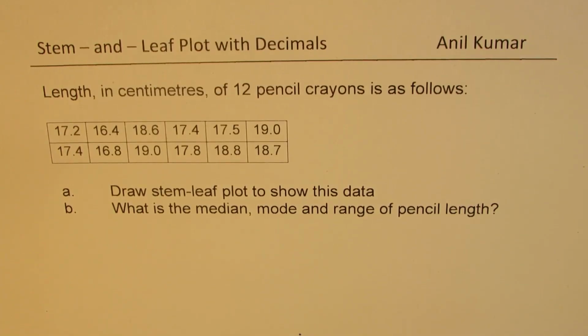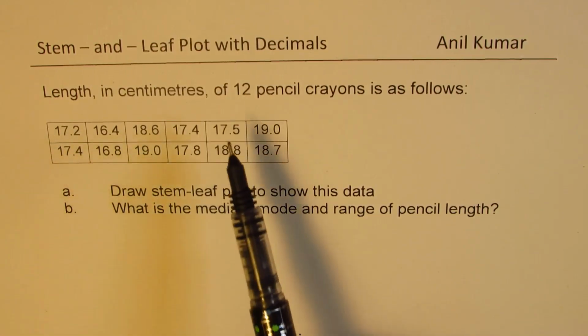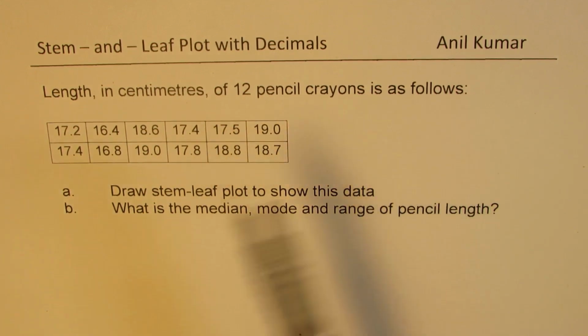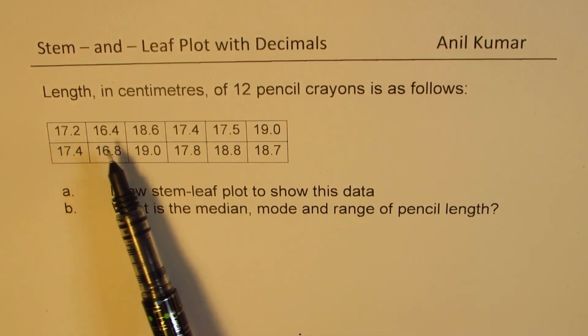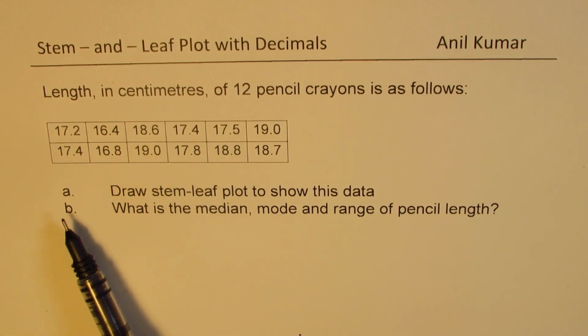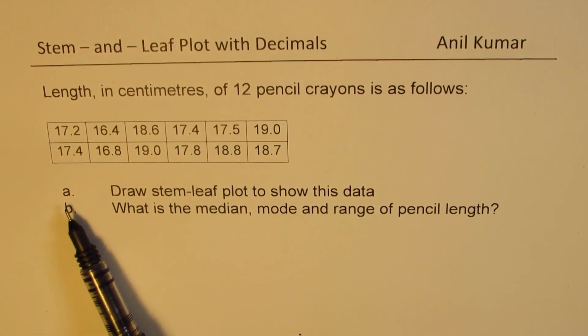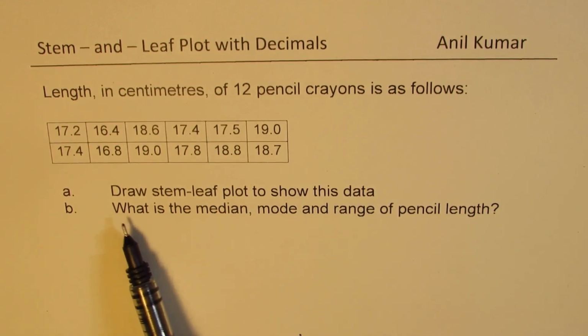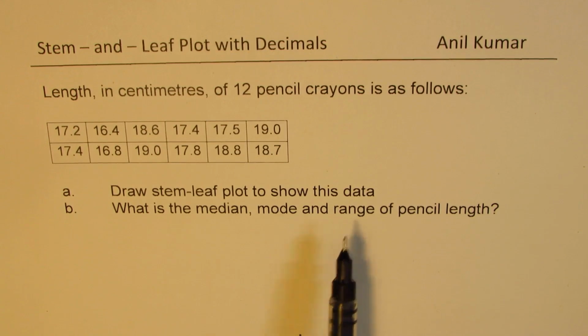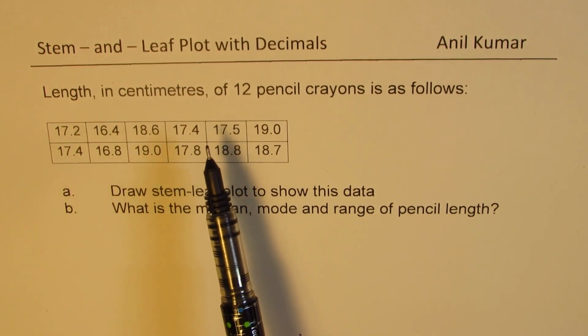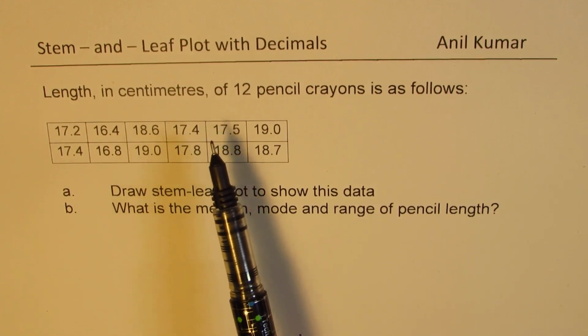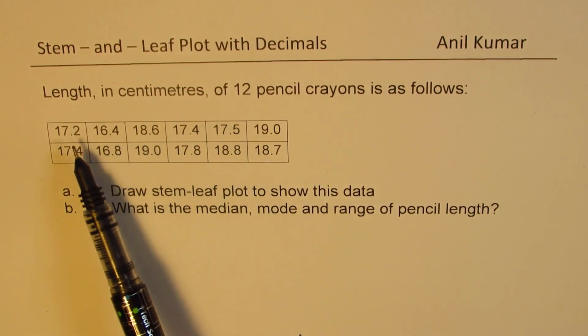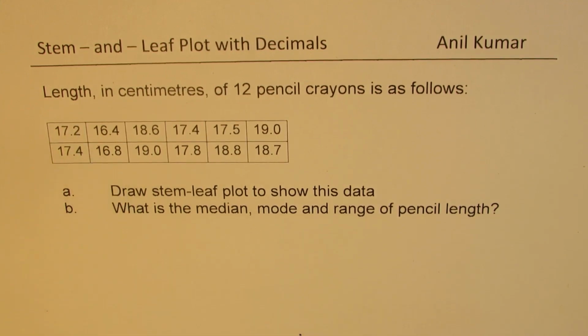The question here is, length in centimeters of 12 pencil crayons is as follows, 17.2, 16.4 and so on. You need to do these 2 things. A, draw a stem leaf plot to show this data, and B is what is the median, mode and range of pencil length. So whenever you want to plot stem and leaf plots, the idea is to isolate the last digit and put it in the leaf part, right? So that's the whole thing.